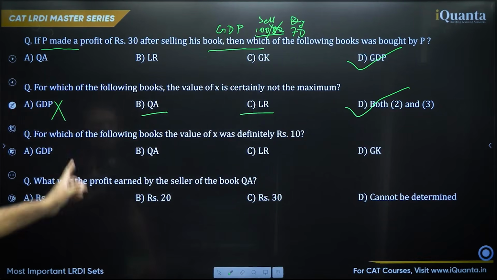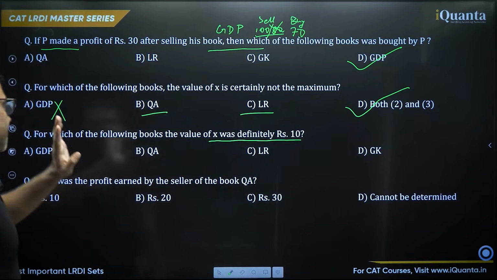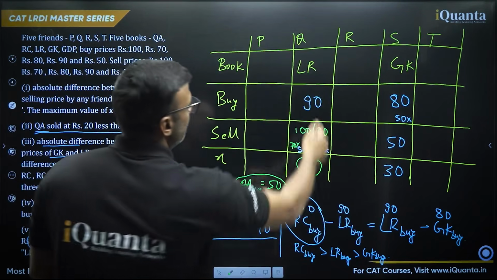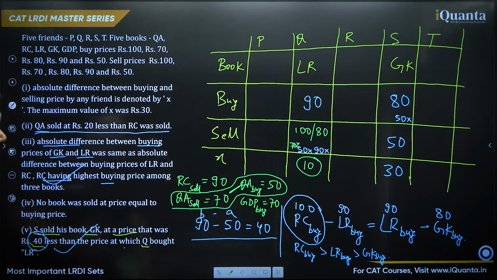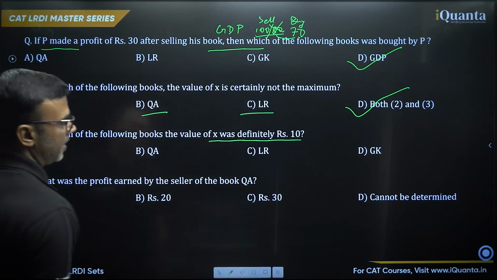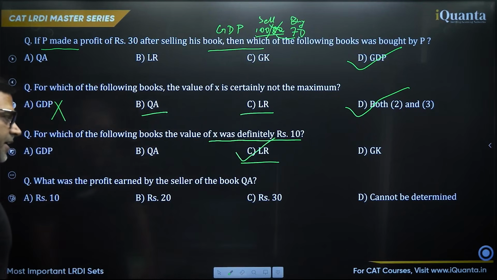For which of the following books was the value of X definitely 10? Definitely 10 is very clearly visible: LR. GDP may or may not be. Just now we saw that GDP may be 10, but definite is not there. LR is definitely 10. So option C is the correct answer.